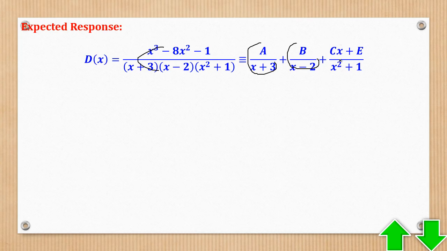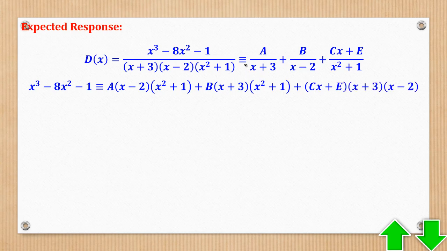And do you see this? The denominator is quadratic, meaning the numerator should be linear. In the first two, the denominator was linear, meaning the numerator should be a constant. But here the denominator is a quadratic, so the numerator should be linear. I would have said cx plus d, but d is already used in the question, so I have to skip it and go to e.